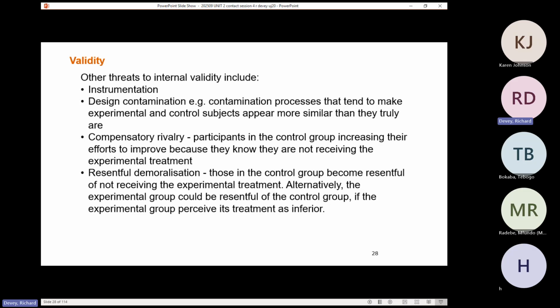That's where, if you've got a control and an experimental group, because the one group is aware that the other group is getting a treatment and you're not getting a treatment, you might resent that. You might be upset about that, and that might affect how you respond to the experiment. So those are more psychological effects.